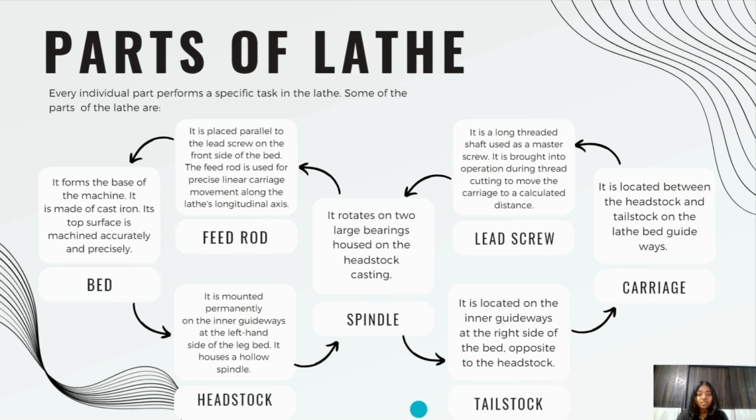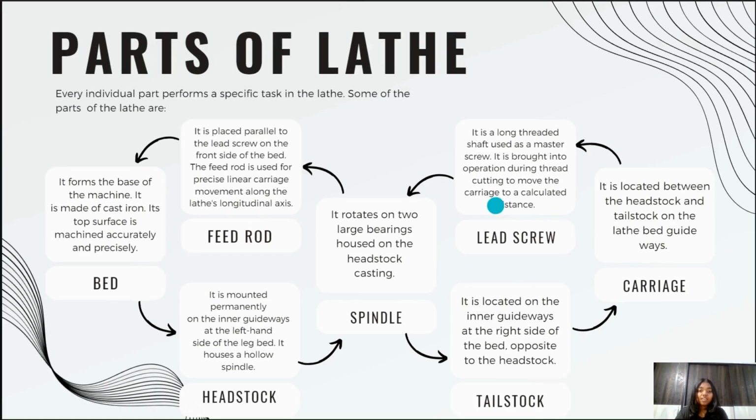Tailstock is located on the inner guide piece at the right-hand side of the bed opposite to the headstock. Carriage is located between the headstock and the tailstock on the lathe bed guideways. Lead screw. It is a long threaded shaft used as a master screw.